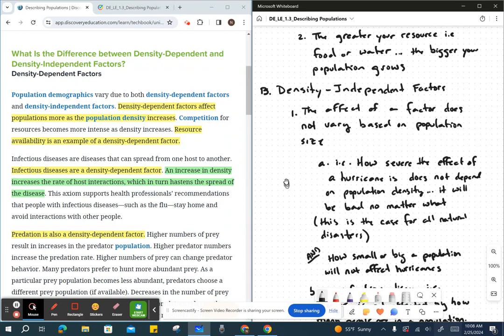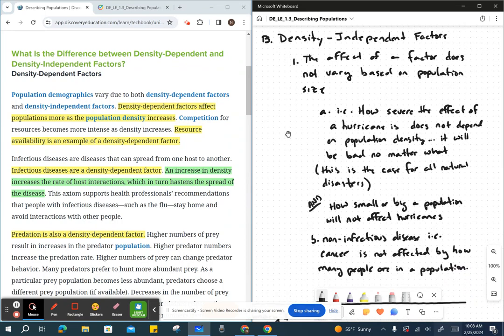Let's talk about things that do not care whether you have a big population or not. The effect of a factor does not vary based on population size. Hurricanes. You have a big population, that's not going to change the number of hurricanes that you get in a year. And if you have a small population of people, that's not going to affect the number of hurricanes either, because hurricanes are a population independent factor.